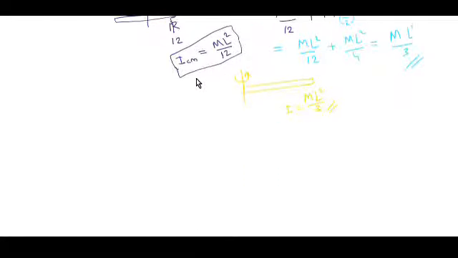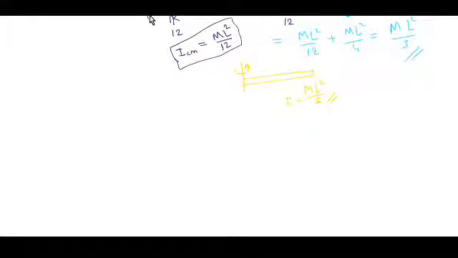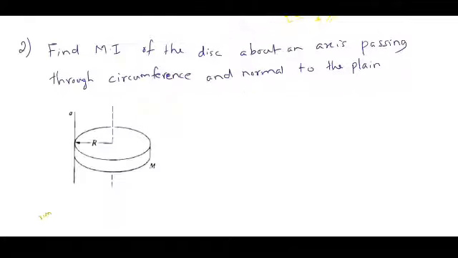Okay, there is one question that you can do as homework, because this kind of problems we might have practiced in your plus one class. The second question is to find the moment of inertia of the disk about an axis passing through the circumference and normal to the plane. Okay, the disk rotates about this axis. We need to calculate the moment of inertia. Let me write this axis as a. That is, IA needs to be calculated.